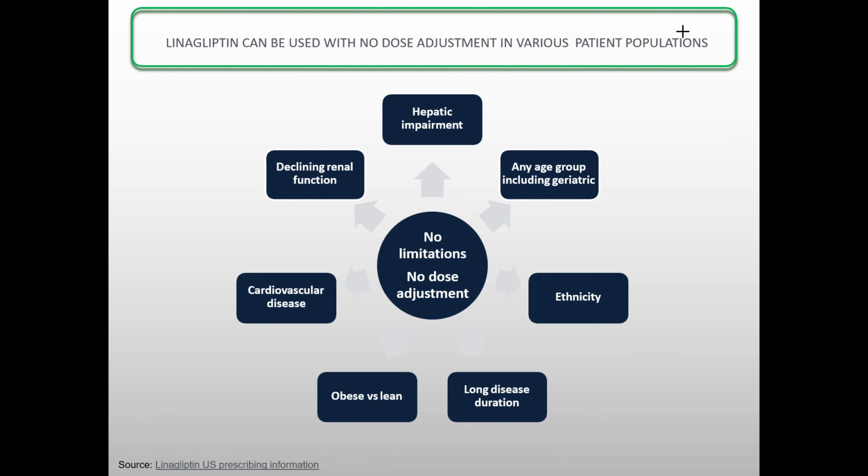Now this is the overview of linagliptin. Linagliptin can be given in hepatic impairment, in patients with decreased renal function, and with cardiovascular disease. Whether the patient is obese or lean, we can use linagliptin pretty well. It can be used if the patient has a long disease duration, regardless of ethnicity. It can be given in all age groups including old age because there is less risk of hypoglycemia. So this was about linagliptin.